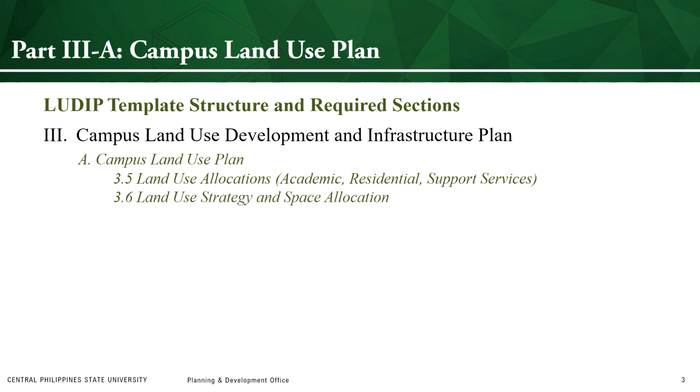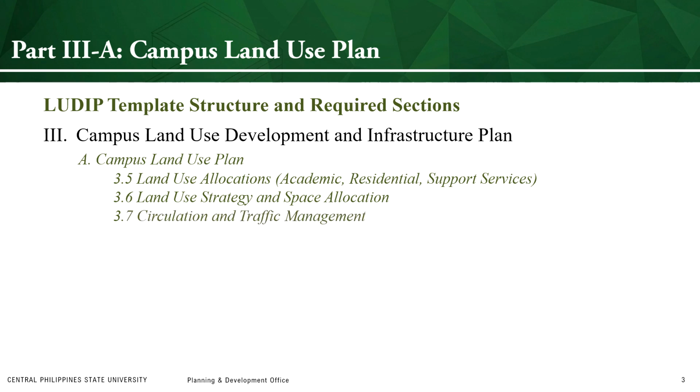Section 3.6, Land Use Strategy and Space Allocation. Explain the rationale behind your land use decisions. Compare current space usage against projected future requirements. This section justifies why you're allocating land the way you are, and reviewers will look at it carefully.